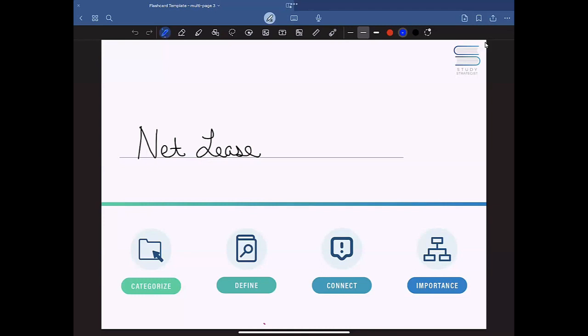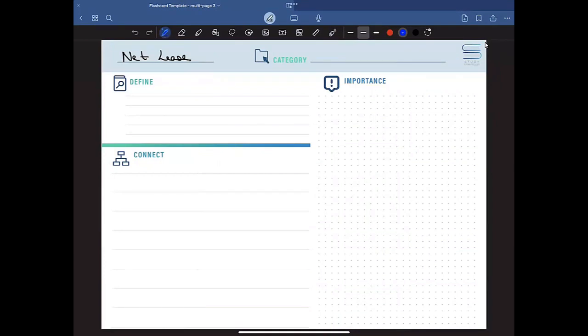So, net lease. That was the front of the card. This is the back of the card. So when you're filling it out, it's exactly what you do. And you see, I've already put net lease on the top left. So step number one is we want to categorize the word. What I mean by that is what chapter or what topic does net lease go to? Is it about finance? Are we talking about appraisals? Are we talking about transferring property and deeds? What chapter would you find the word net lease in?